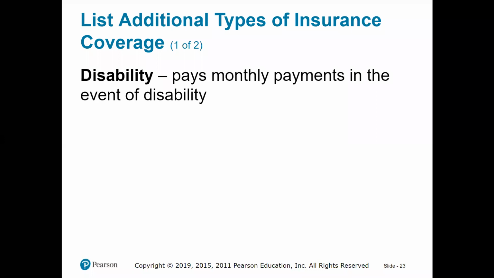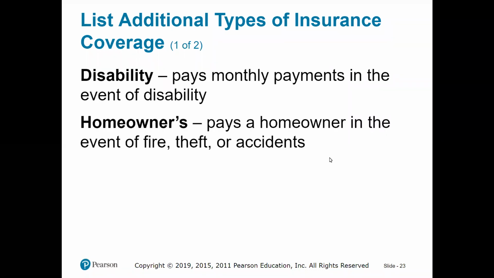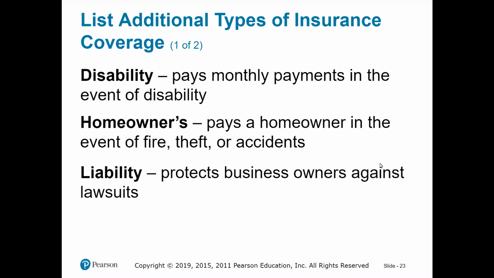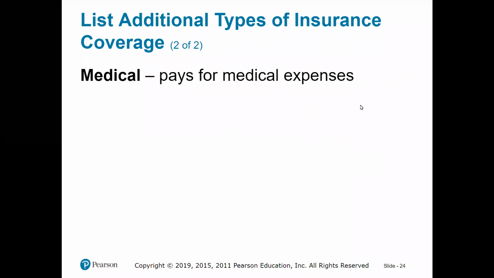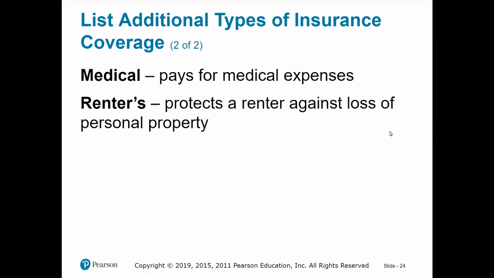Disability pays monthly payments in the event of a disability. Homeowners pays a homeowner in the event of a fire, theft, or accident. Liability protects a business owner against a lawsuit. And long-term care pays for nursing home costs. Medical pays for medical expenses. Renters protects a renter against loss of personal property.